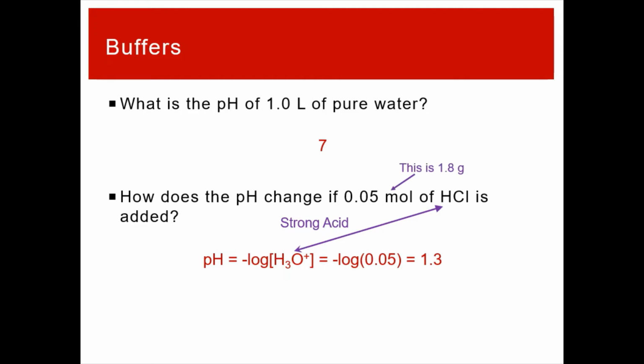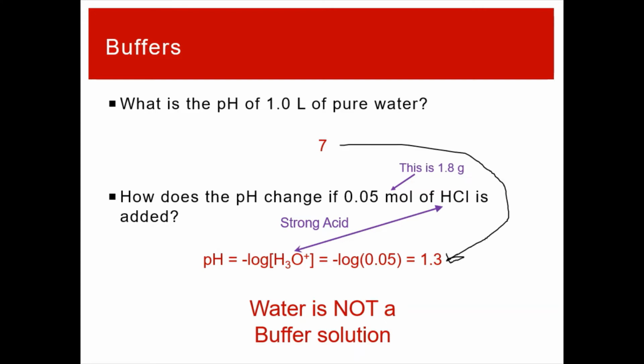So I added 1.8 grams of HCl, and the pH changed a lot. I went from 7 to 1.3. That is not a small change in the pH. That is not resistance to the change in pH. So water is not a buffer. If you add acid or base to water, the pH readily changes in either direction. We want something where, if you add a small amount of acid to it, not much change in the pH occurs.